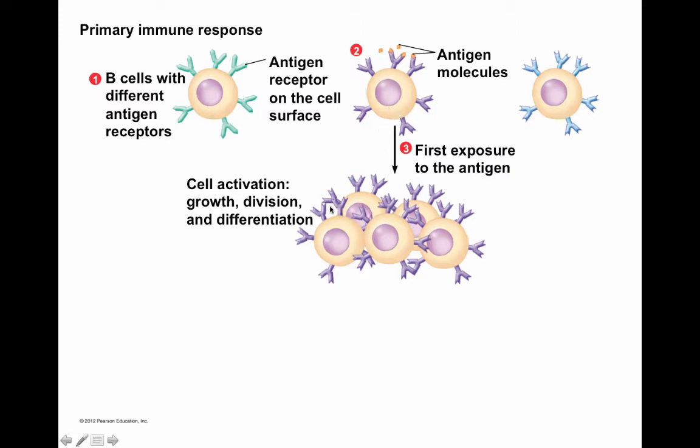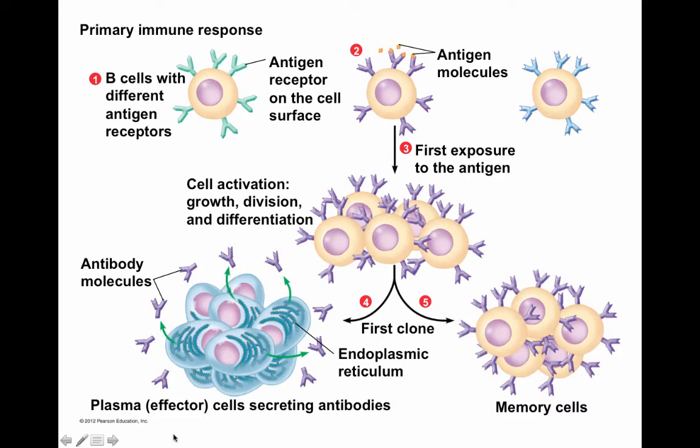All right, so this cell will get excited. It's going to grow and divide into a clone. A group of clones created from activation of this one. This is the clonal selection part. Now, this group of clones then will split. Some of them will become plasma or effector cells, and they will actually spit out antibodies.